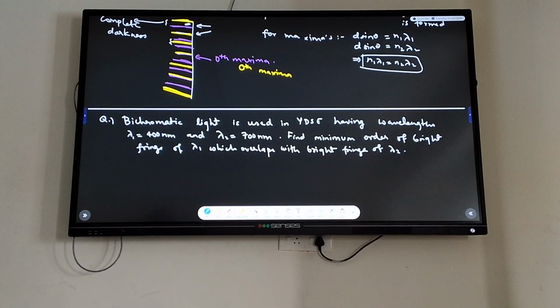Correct. Order of bright fringe of lambda 1, right? नहीं बेटे. Overlaps with the bright fringe of lambda 2. You have to say the complete answer. The question is only about lambda 1. Hmm? The question is only about lambda 1, right? I am telling you to tell me both of them. ठीक है.